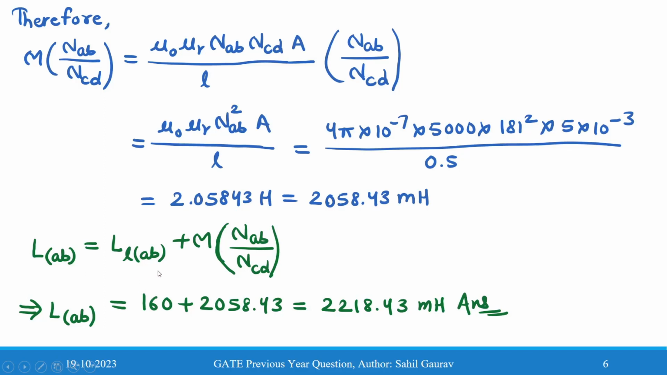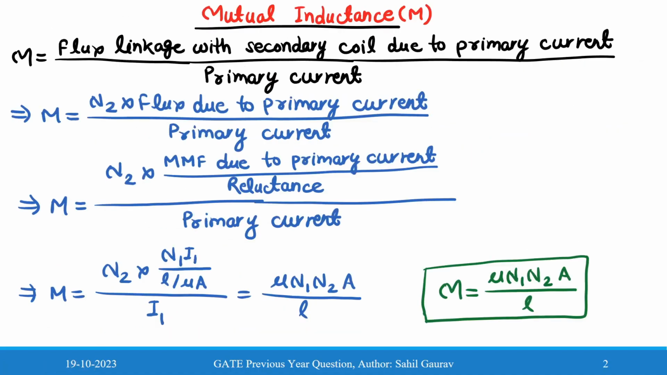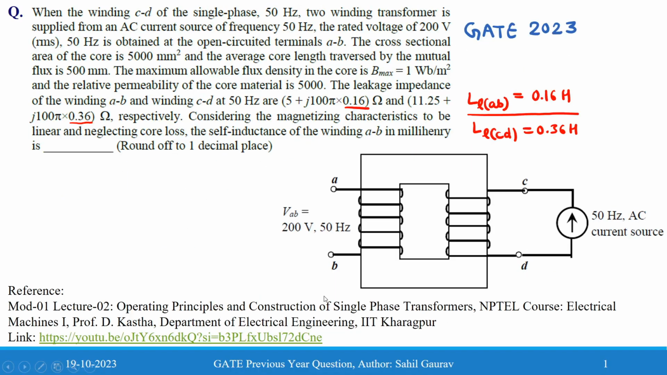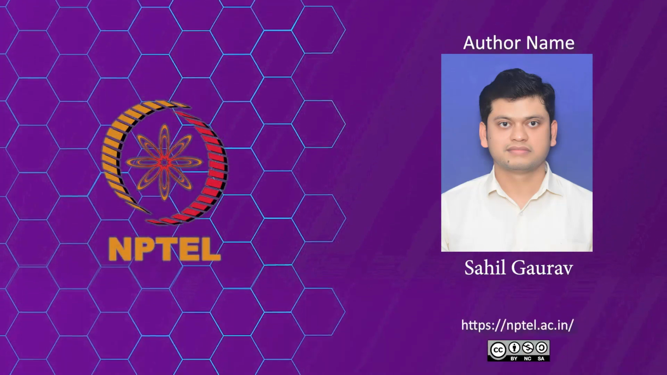On putting this mutual inductance value here, we will get the self inductance of winding AB, as the leakage inductance is given as 160 millihenry and the mutual inductance referred to winding AB will be 2058.43 millihenry. You will get the answer as 2218.43 millihenry. Therefore, the final answer for this problem is 2218.4 millihenry. That's all. Thank you.